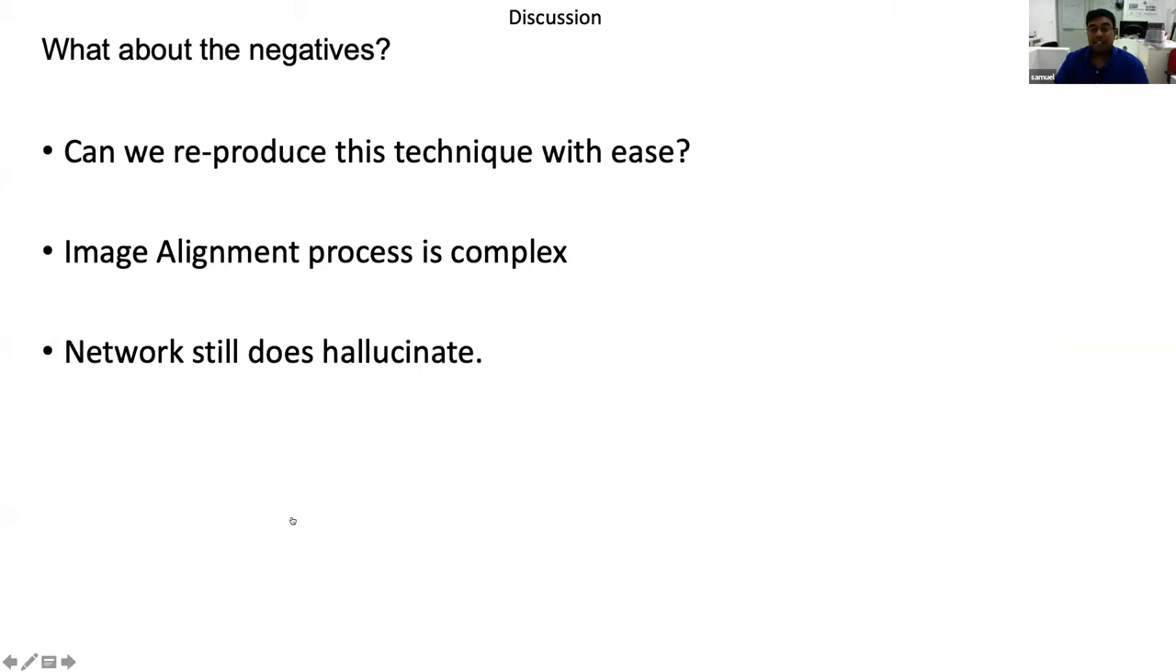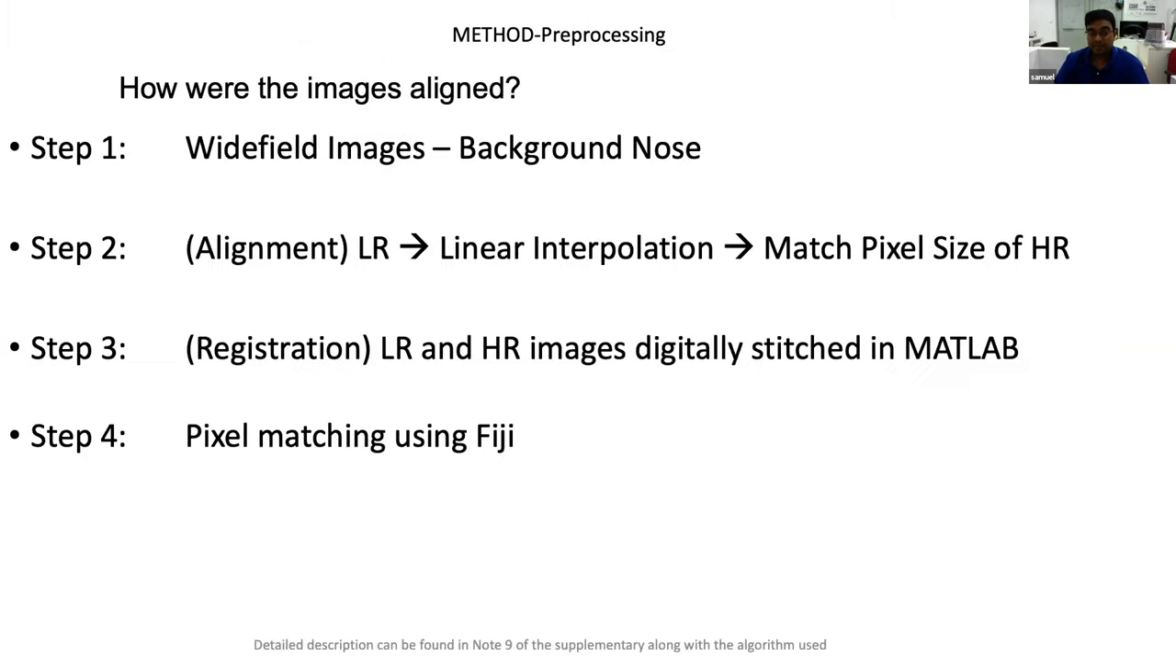So what are the negatives? It's a relatively short paper, but it has a lot of negatives as well. The network still does hallucinate, as we learned in class. We cannot reproduce this technique with ease. The pre-processing steps for this paper are very complicated. You had to remove the background noise yourself. You had to linearly interpolate using MATLAB. You had to stitch images, low resolution and high resolution. And then again, you had to process it in Fiji. So this whole batch of steps, if you make one mistake, you mess up your whole training process.